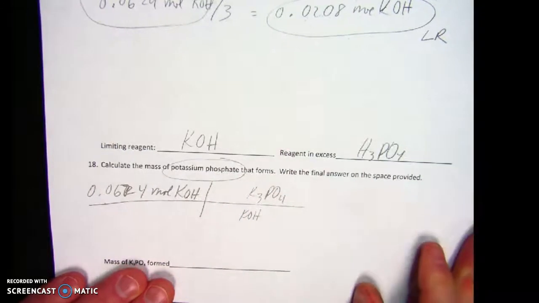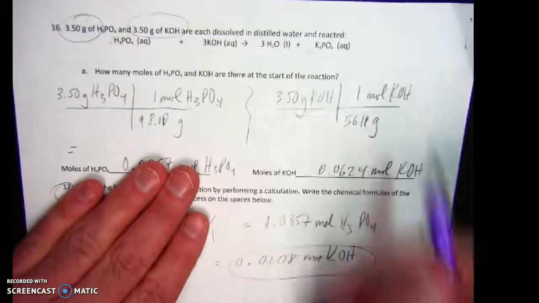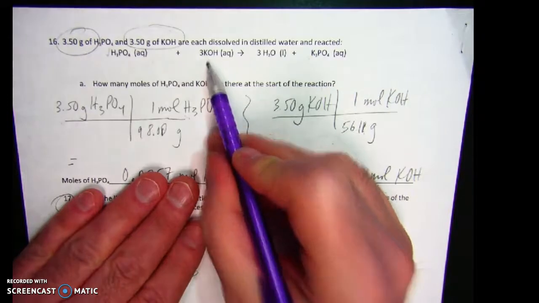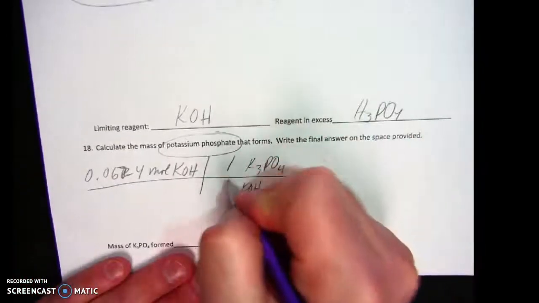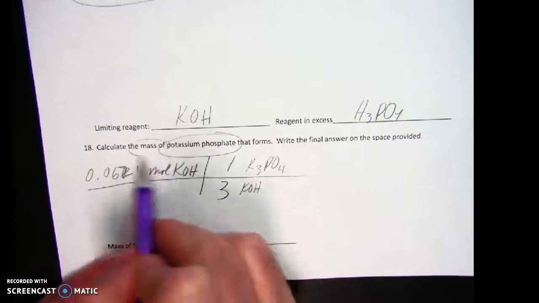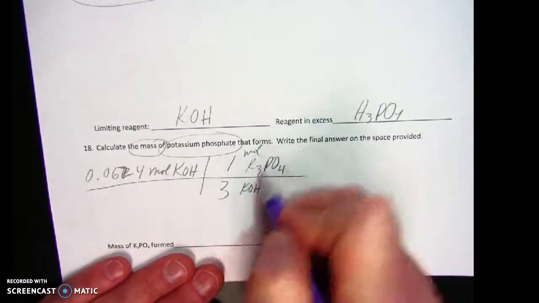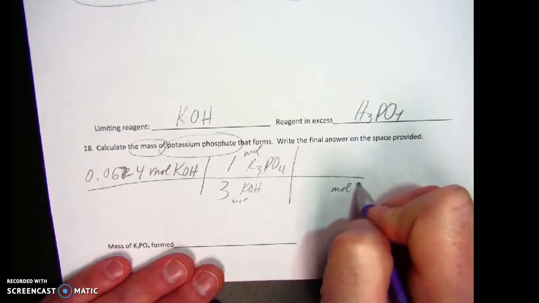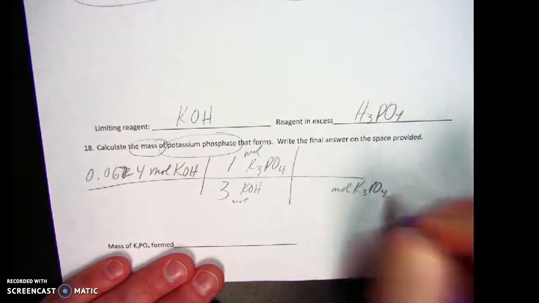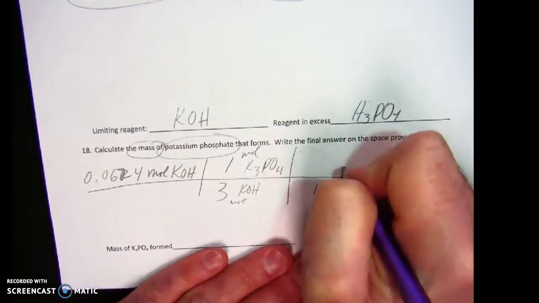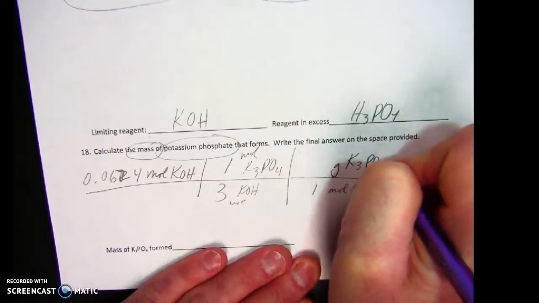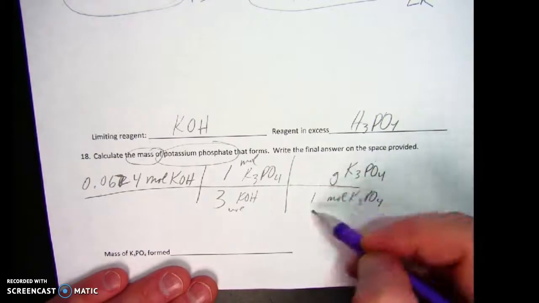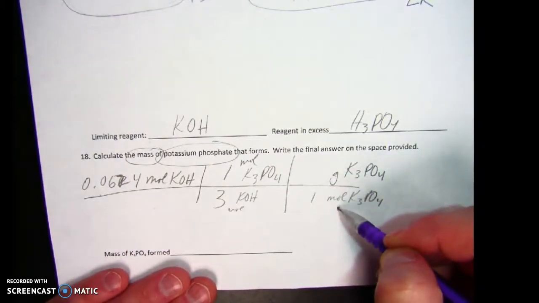And from there, we want to relate the KOH to our product, potassium phosphate, which is K3PO4. And to get this relationship, we look back to our balanced chemical equation. 1 mole of K3PO4 is produced for every 3 moles of KOH consumed. And we need to convert that final mole to grams. So how many grams of K3PO4 per mole of K3PO4?